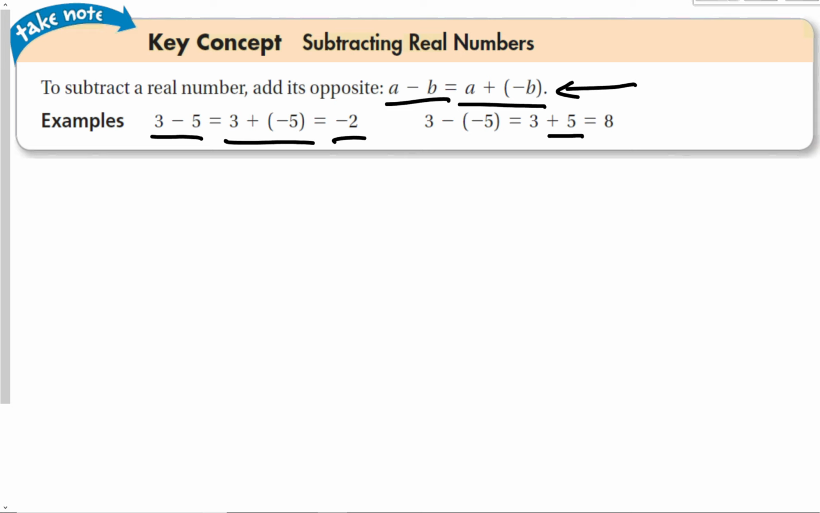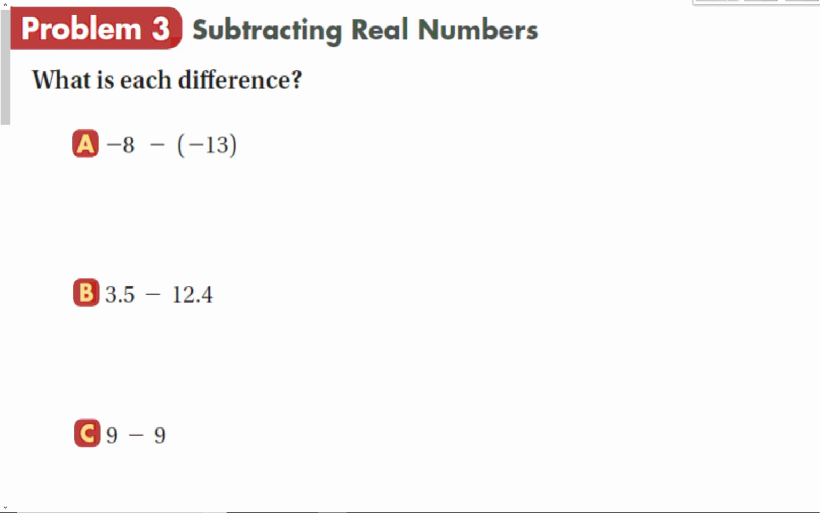Okay, so let's see how this works with some problems. What is each difference? Negative 8 minus negative 13. In this case, because I'm subtracting, I want to add the opposite of negative 13, which is a positive 13. Now I realize that the signs are different. So when I want to add two things with different signs, I subtract them and keep the sign of the bigger one, which is positive. So my answer is a positive 5.